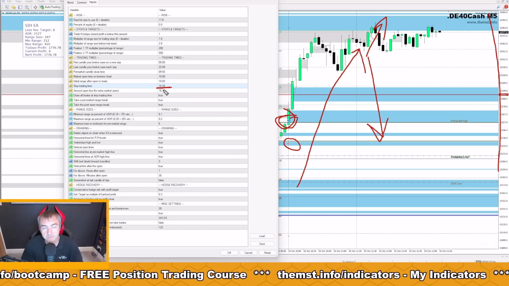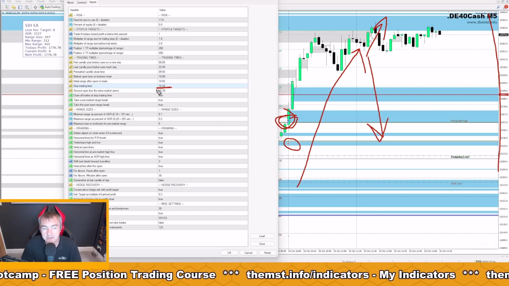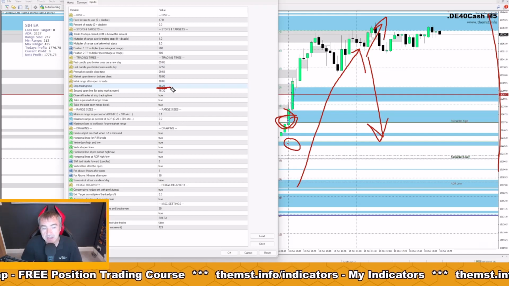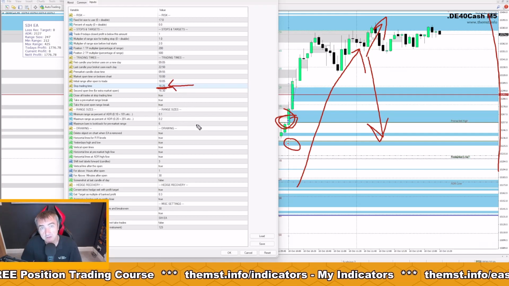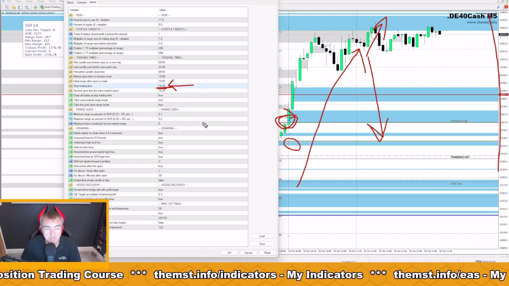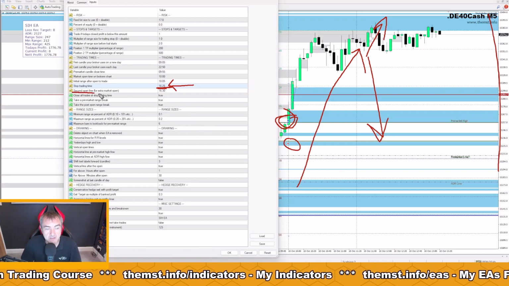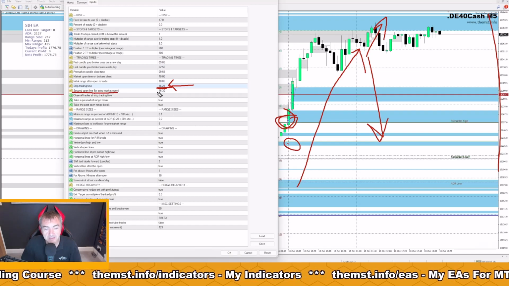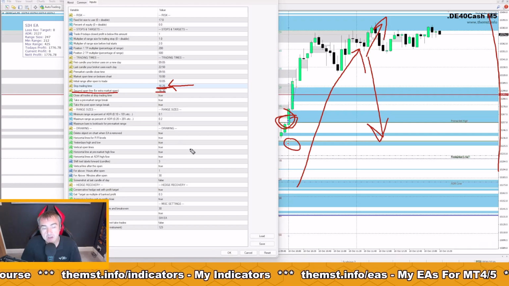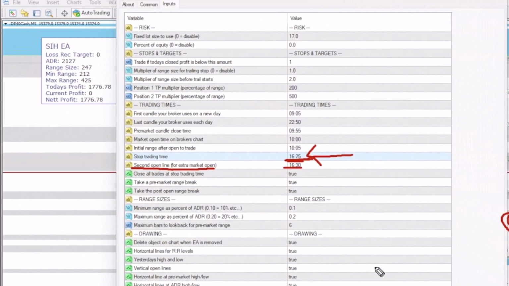And again, we'll cover the different ways to exit hedges. There are ways you can exit the hedges at a particular time, regardless of whether it's a profit or a loss. We'll cover that in a minute. The second open line for extra market open, as it says there, is basically if you have another open coming later on in the day. For example, if you're trading the FTSE and the DAX, you can get it to paint in the open of the New York stock market. Idea behind this is you get another line drawn on your chart.